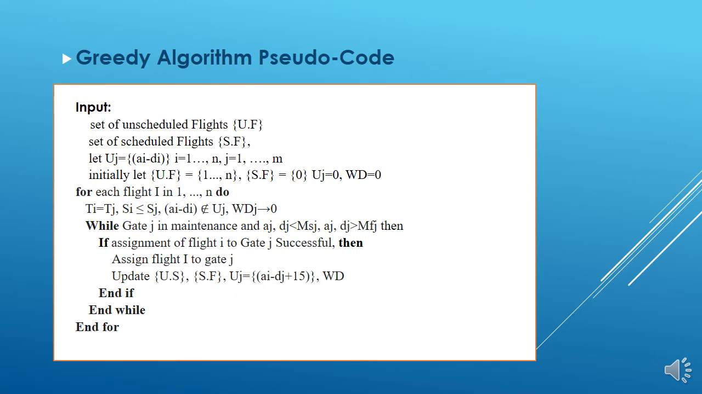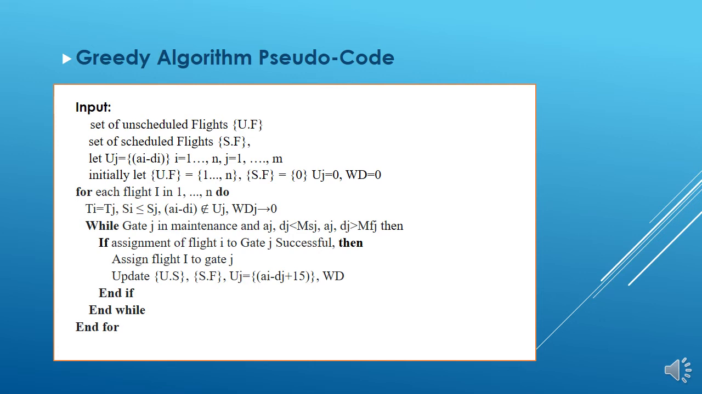And now we'll have a look at the pseudocode of this greedy algorithm. As we see, it's explained here. The input is the set of unscheduled flights and the set of scheduled flights, and we will let Uj equal the time window utilized from the gates, where i is from 1 to n and g is 1 to n. Initially we will let the unscheduled flights equal 1 to n, which is the set of the unscheduled flights, and the scheduled flights will be equal to 0 initially, of course.